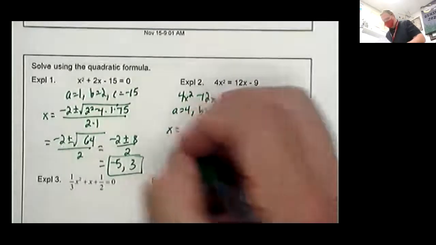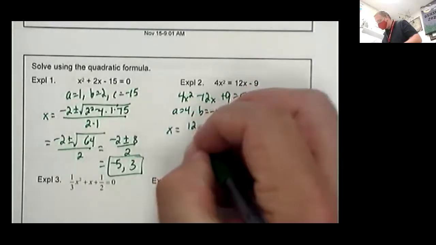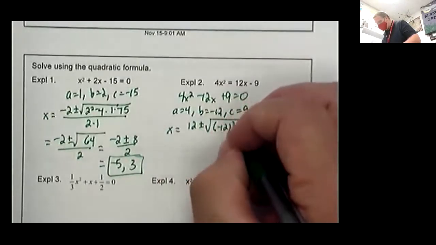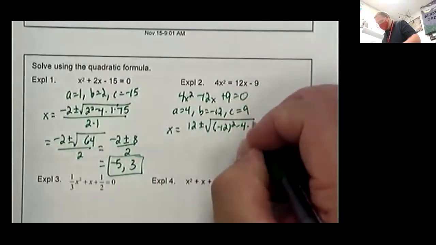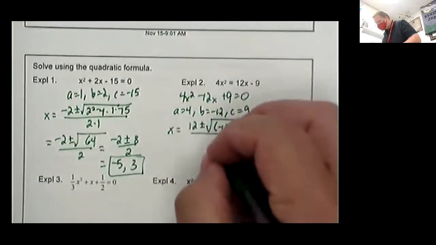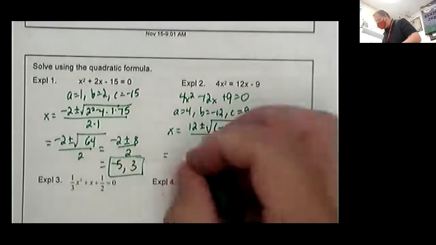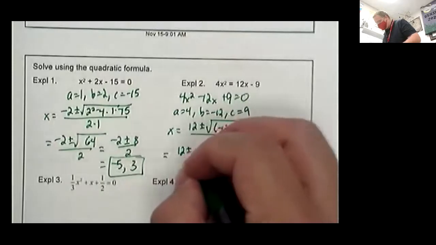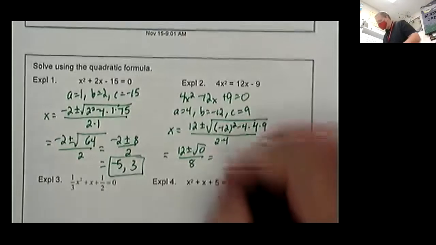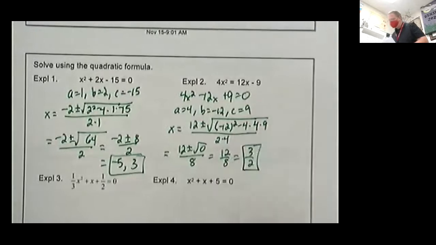We're going to plug into our quadratic formula. Negative 12 makes this a plus 12, plus or minus the square root of negative 12 squared minus 4 times 4 times 9, all over 2 times 4. We'll work that out, and this actually goes to 0 over 8. Well, square root of 0 is 0, so we're just left with 12 over 8, which simplifies to 3/2.